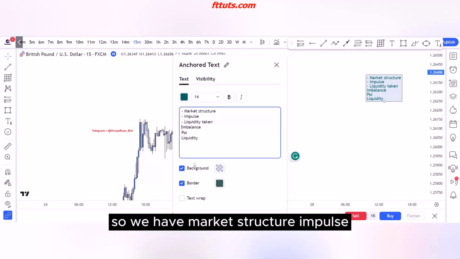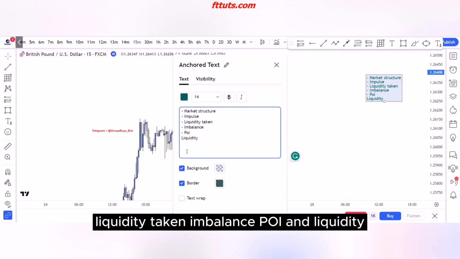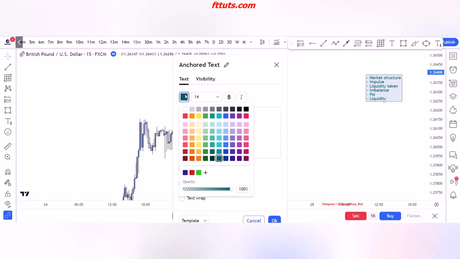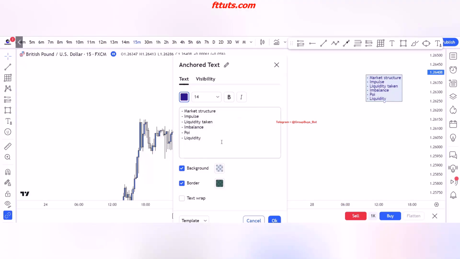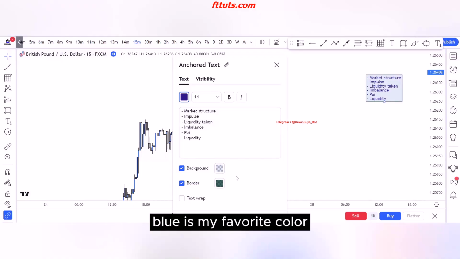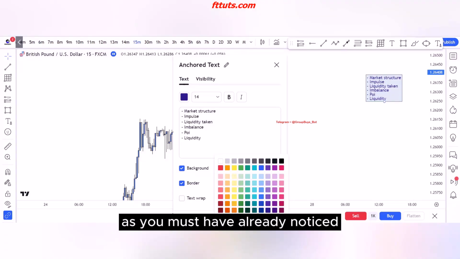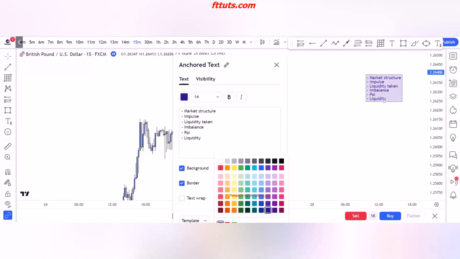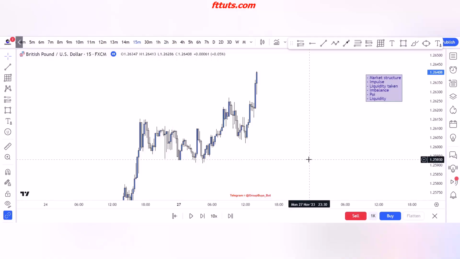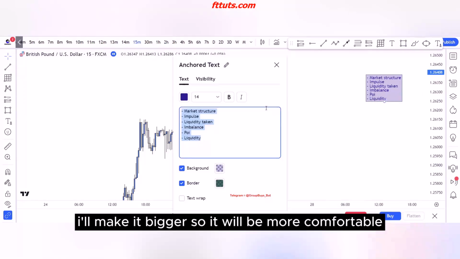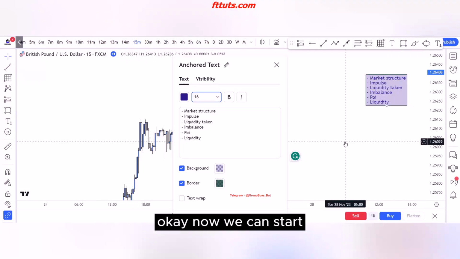So we have market structure, impulse, liquidity taken, imbalance, POI, and liquidity. Blue is my favorite color, as you must have already noticed. It's better. This purple shade is also very beautiful. I'll make it bigger so it will be more comfortable. Okay, now we can start.